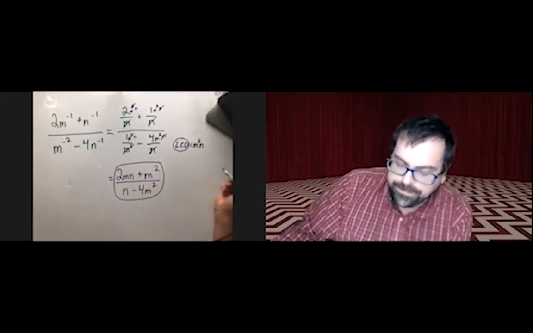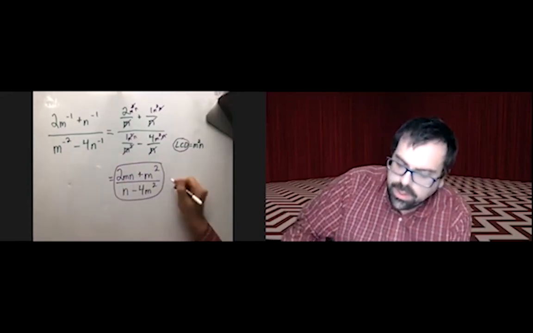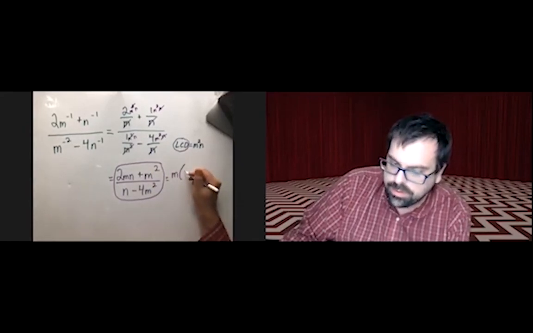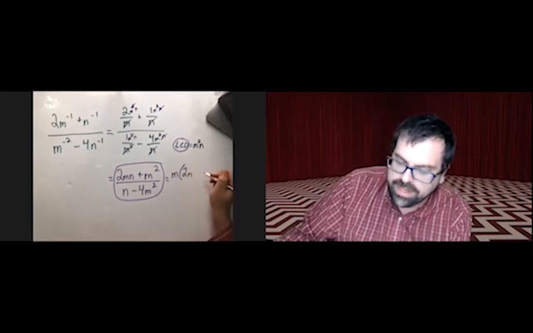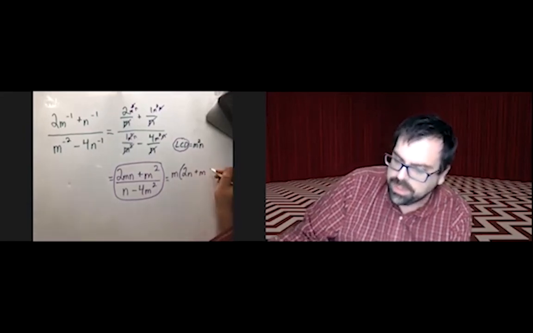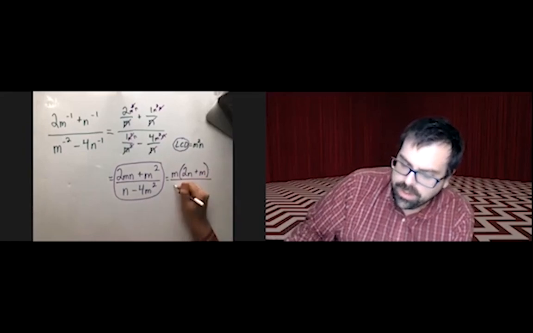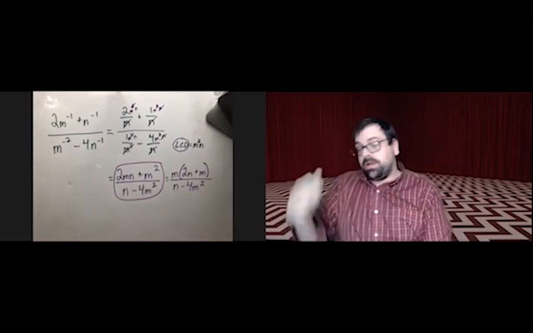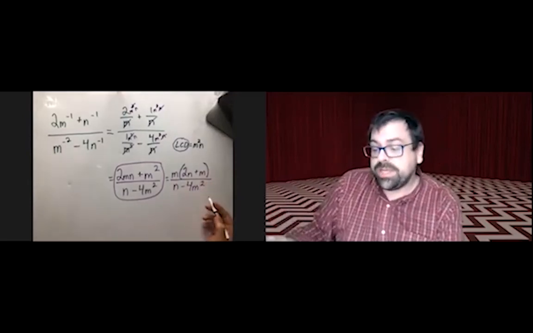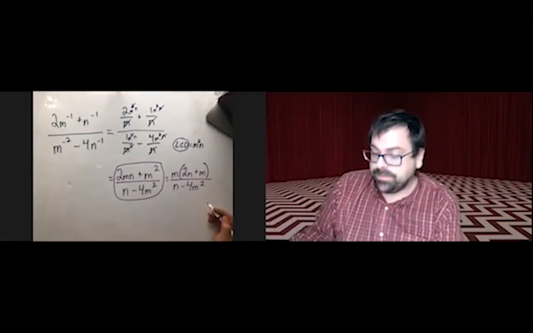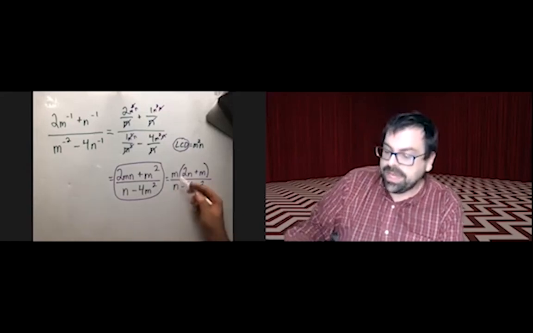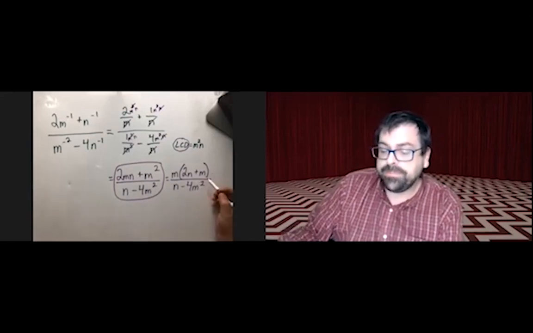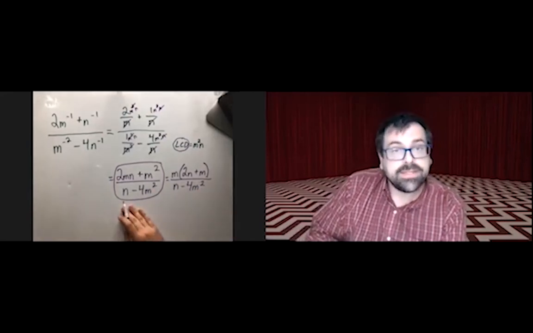This is good. You could also factor out an m, and you'd be left with 2n plus m on the top. Why might we do this? Well, when everything's factored, we can see if things cancel. But since we couldn't cancel an m and we couldn't cancel a 2n plus m, there's no need. We can leave it like this.